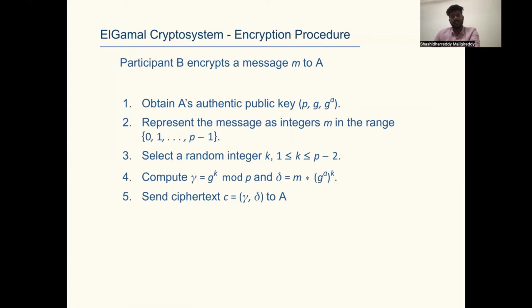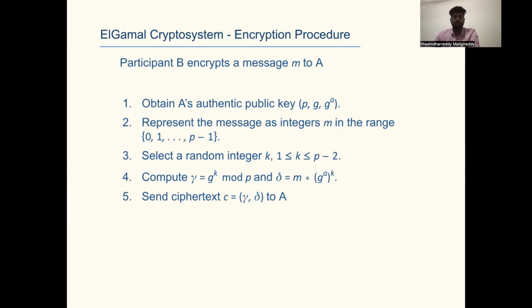B obtains A's public key, p, g, g power a. It represents the message as an integer M in the range of 0 to p minus 1. Here M is the message. We have to select a random integer k, where k lies in the range of 1 to p minus 2.